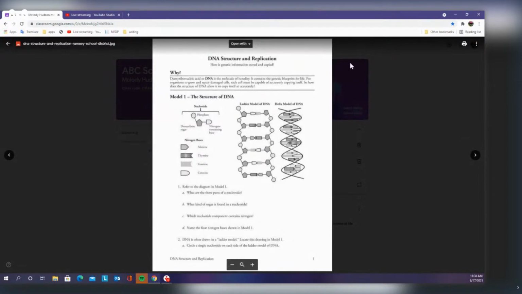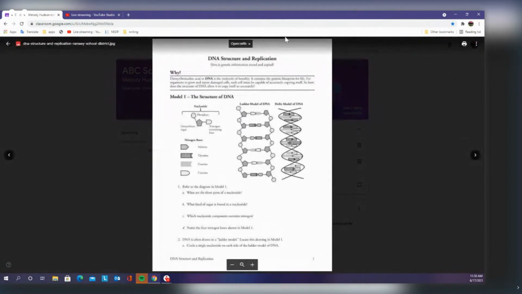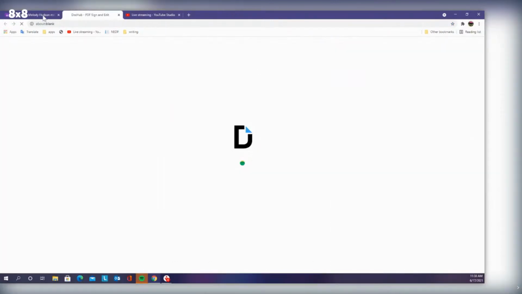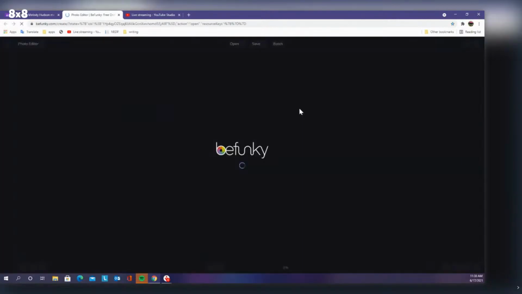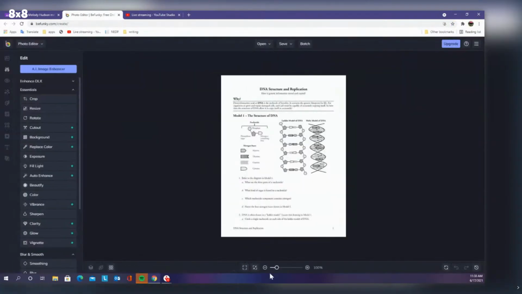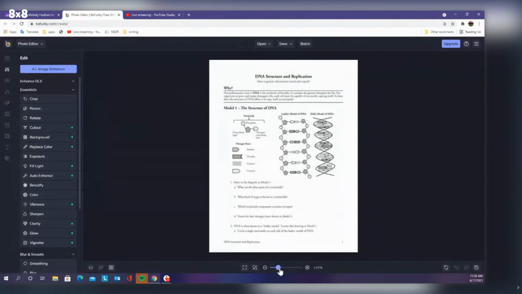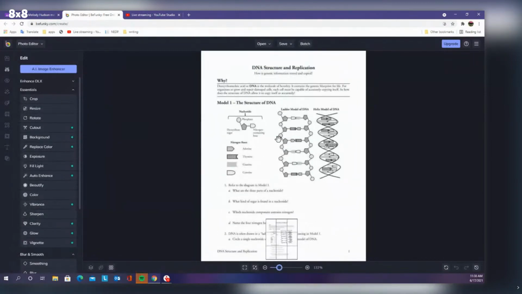Deoxyribonucleic acid, or DNA, is the molecule of heredity. And this is horrible looking. No, that's not the right thing. I want to see if I can get it looking better. The funky photo. Let's just see. I just wanted to be more clear for you. It doesn't really look clear there. That looks pretty good, right? There we go. A little better.